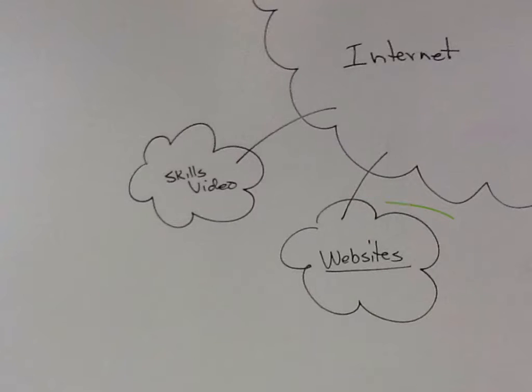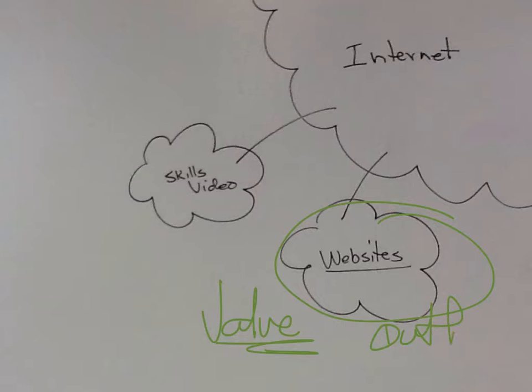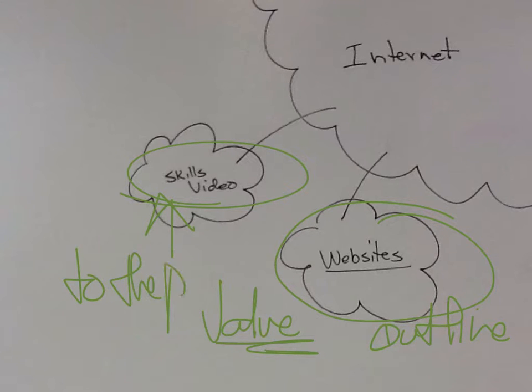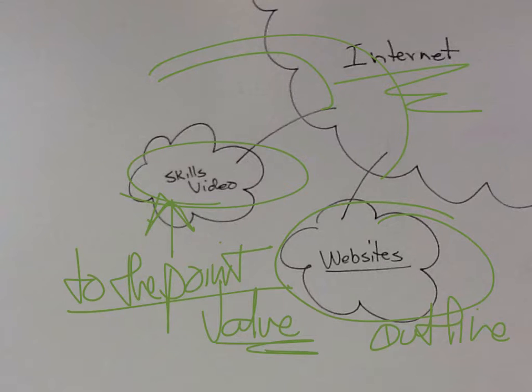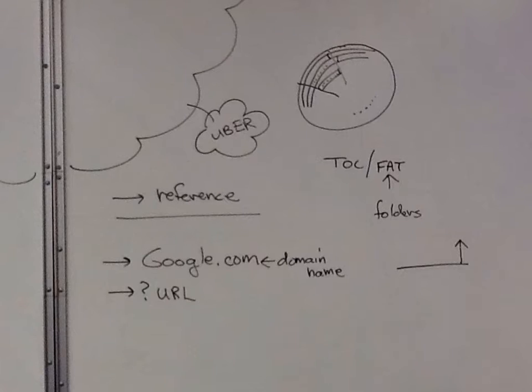We talked about getting information from websites, making sure it's of value in terms of doing the outline. And then we have some skilled videos, hopefully, that are to the point, so the student doesn't need to view any more than they have to in order to do the work, and we can access all those via the internet. Again, Uber connected into the internet.